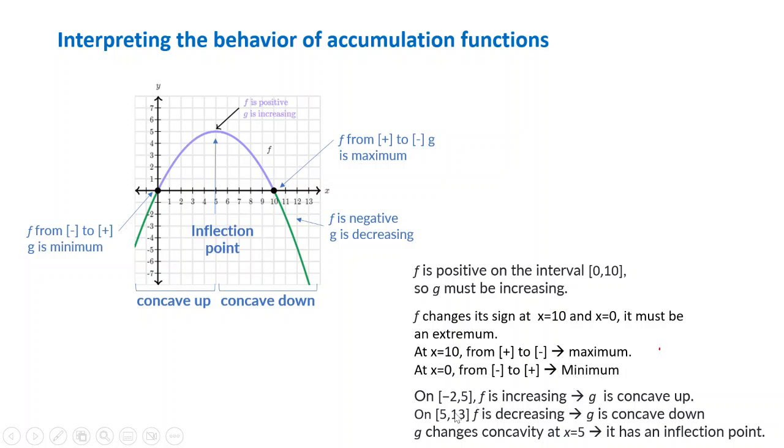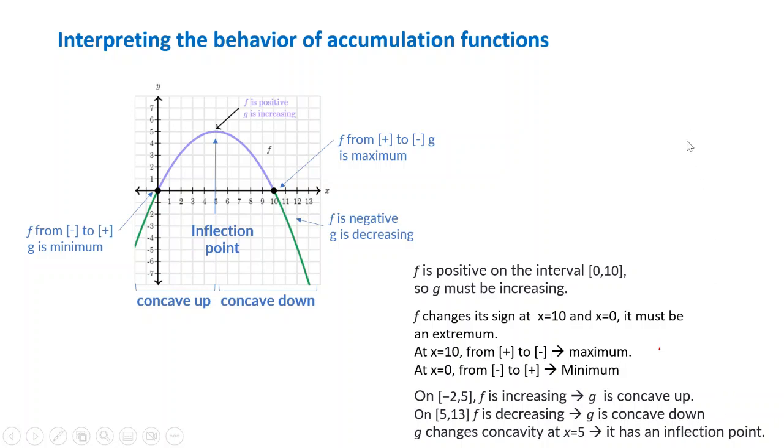And then in the range of -2 to 5, from this point to this point, f is increasing, so g is concave up. Then in the range from 5 to 10, f is decreasing, so g is concave down. And we see that g changes concavity at x equal 5, so it reflects the inflection point.